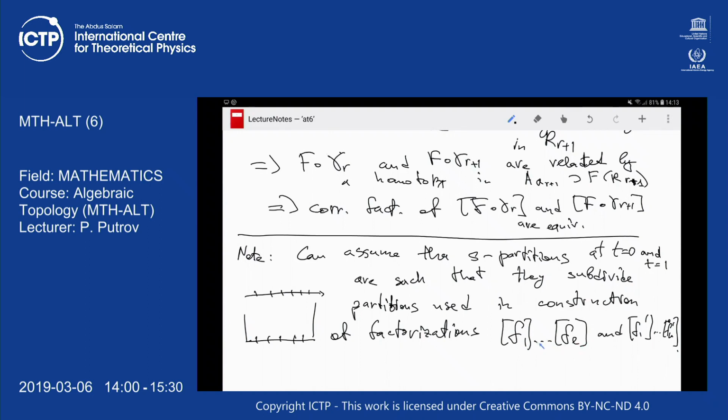When you construct such factorizations, we use a certain subdivision of the unit interval. But when we constructed the subdivision of the square, we also used some subdivision which satisfies certain conditions. We can always choose a finer subdivision of the big square such that this is always satisfied.